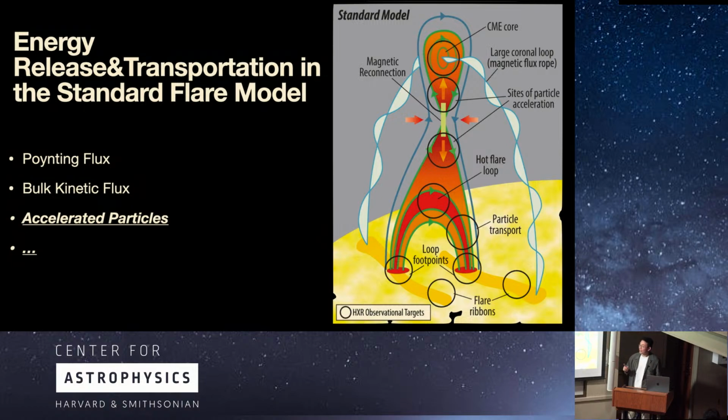The reason I think accelerated particles are kind of interesting and special is because they play a very important role in the energy transportation in solar flares, and that's the critical reason that you can observe solar flare features at different heights with different frequencies.